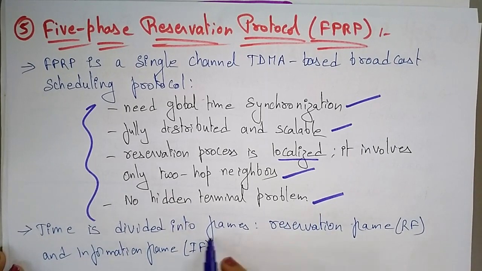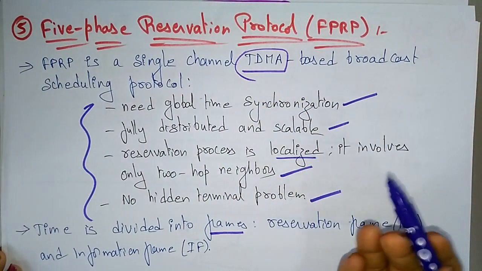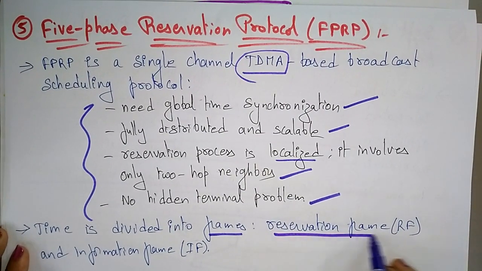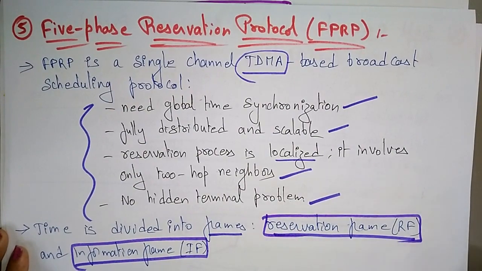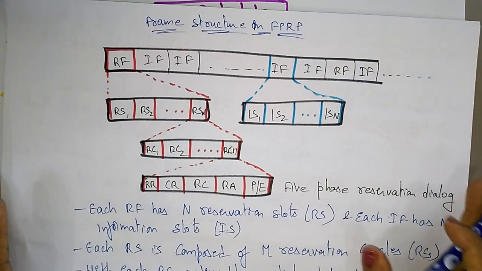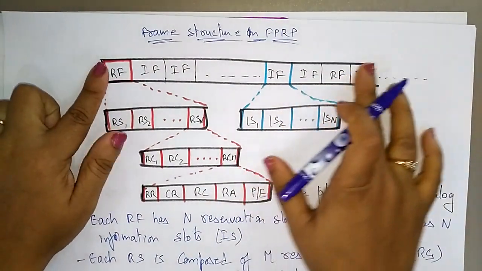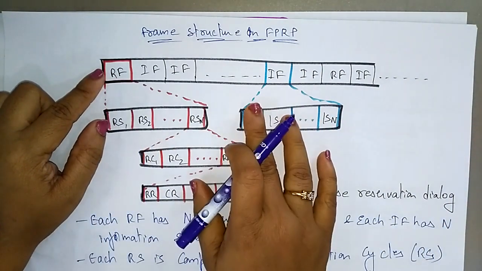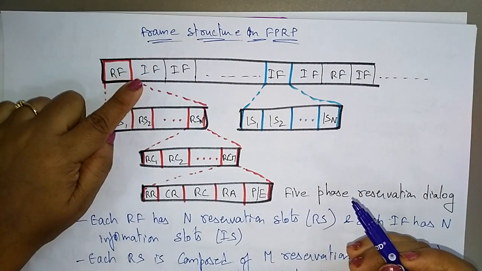Here the time is divided into frames. It is a single channel time division multiple access protocol. Time is divided into two frames: one is the reservation frame and another is the information frame. Now let's see what that is. This is the frame structure in FPRP. The complete frame, whatever the frame length is, is divided into a reservation frame and an information frame. RF is reservation, IF is information.